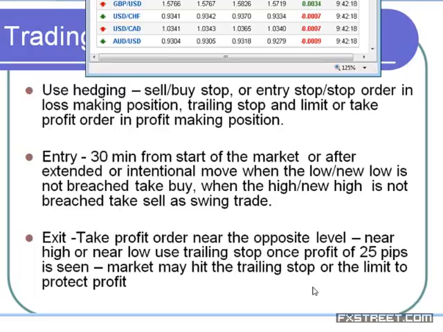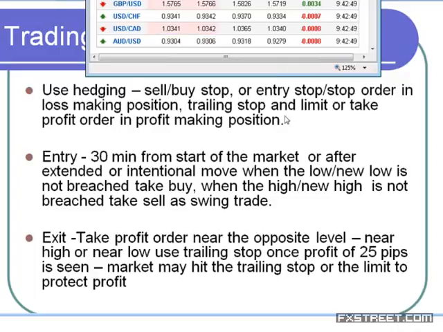Then for the exit, we have to try to keep the initial exit or take profit level closer to the high. So closer to the high, we keep the exit and keep the stop at entry once the position makes about 25 pips profit, and then subsequently trail the stop manually and also trail the take profit level manually on the upside. So if the market either hits your lower level trailing stop or a higher level trailing limit, you will be able to maximize the profit.